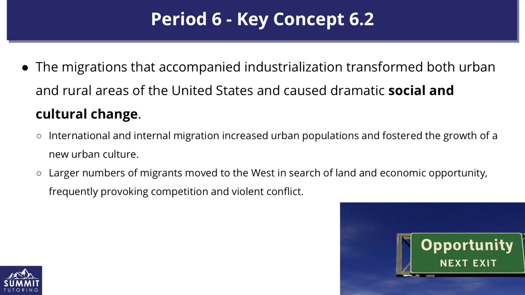So let's look at key concept 6.2. We're going to start to see a lot of opportunity here, right? We're going to see social and cultural change that was accompanied with the industrialization, and that's going to happen in urban and rural areas of the U.S. It's not just happening in urban areas. And we're going to see a lot of migrants that are starting to move towards the West. And why are they moving towards the West? They're looking for new land, new economic opportunity.